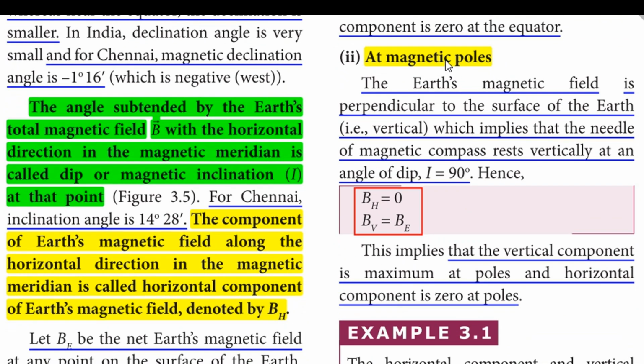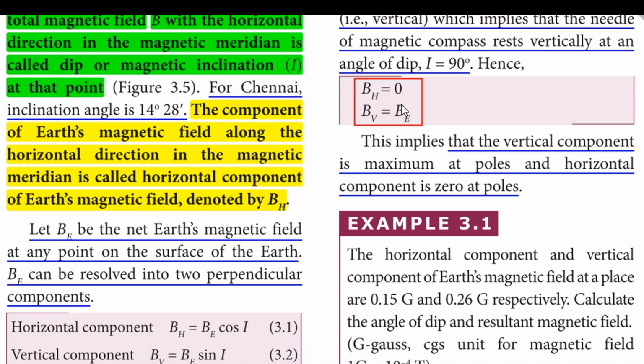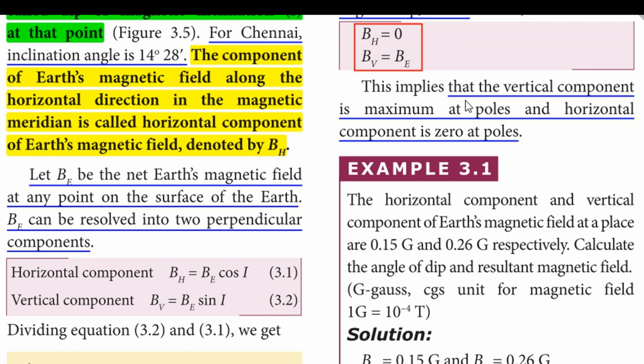At the magnetic poles, the Earth's magnetic field is perpendicular to the surface of the Earth, that is vertical, which implies that the needle of the magnetic compass rests vertically at an angle of dip I equals 90 degrees. So BH is equal to 0 and BV will be equal to BE. This implies that the vertical component is maximum at the poles and the horizontal component is 0 at the poles.